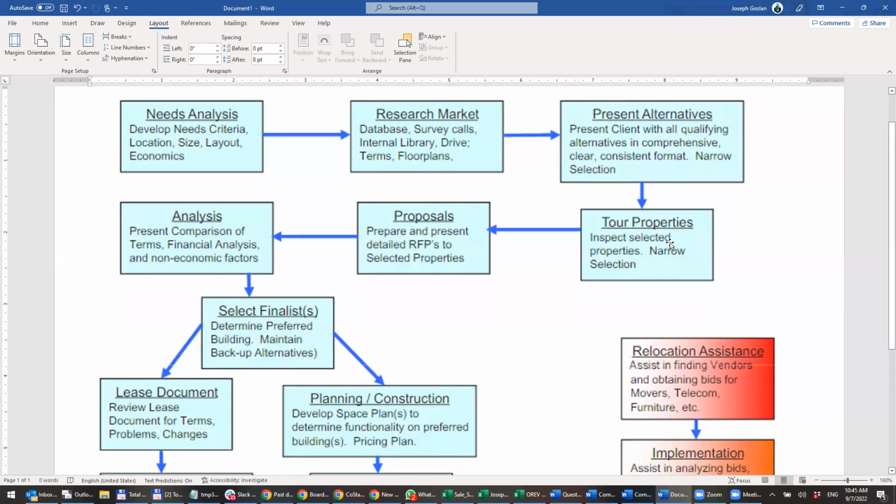Sometimes we'll do it with the client. Sometimes the client is out of state or whatever, and needs us to do a video tour. We'll do that with them. But that will put us down to maybe 1 or 2 locations that the client really wants to put an offer on. At that point, we make a proposal or an LOI, right?